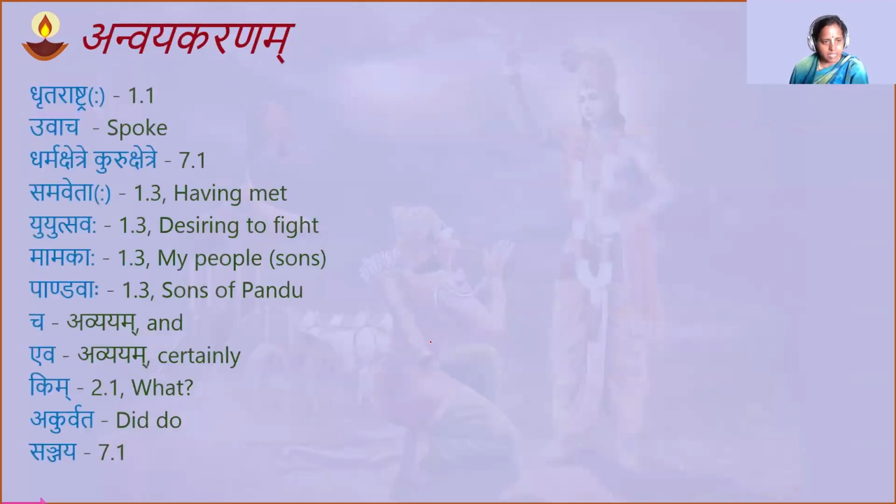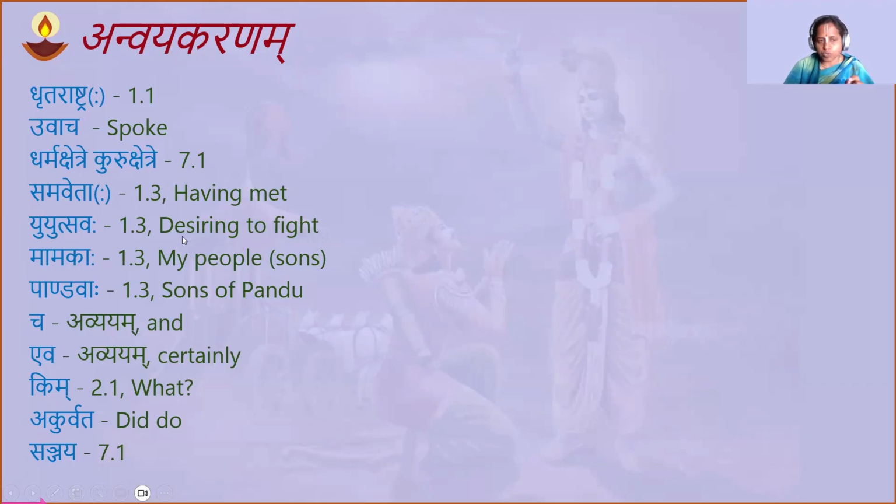We already have this done. I put it in a vertical order, that's all. Just that some meanings I have added here. See, Dhritarashtra is 1.1, we know. Uvacha is spoke. Dharmakshetra Kurukshetra is basically 7.1. The meaning is in Dharmakshetra. Saptami Vibhakti indicates in or location, correct? So it means in Dharmakshetra, in Kurukshetra. Kurukshetra is a place, and Dharmakshetra is an adjective for Kurukshetra. Next one is samavetah, having met. It comes from different dhatus, everything, but I'm giving the meaning here.